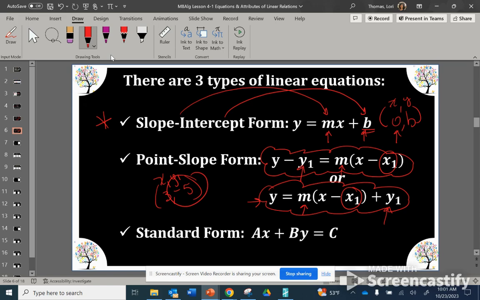Then we have standard form. Standard form is used to find the x and y intercepts. So the points that cross the y-intercept and the x-intercept. And then all we have to do is connect those two intercepts to draw our function on the graph. Remember, the x-intercept is when y is 0, and the y-intercept is when x is 0.